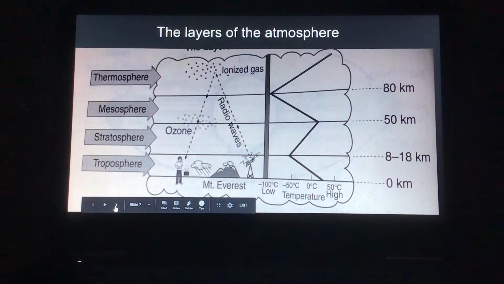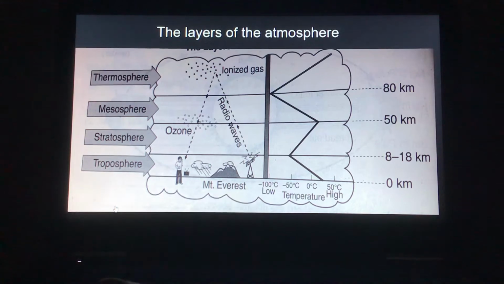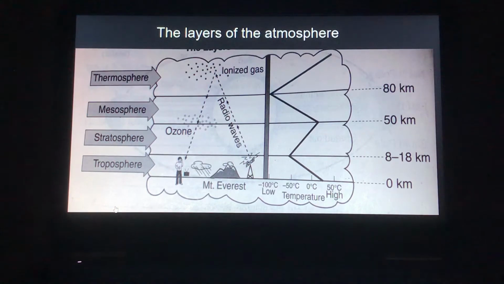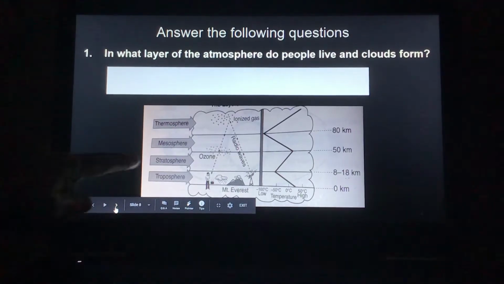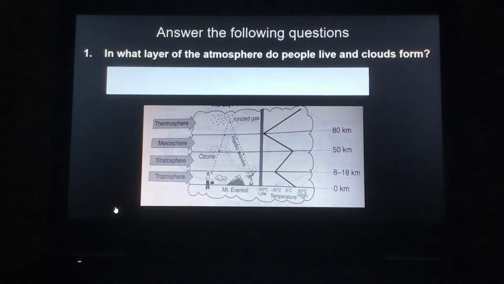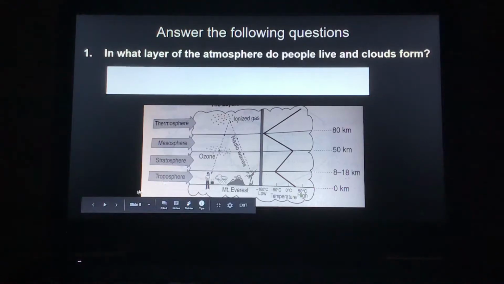Okay, so here's a diagram, the layers of the atmosphere. It does not have exosphere, so the top one here would be thermosphere, okay? So you're gonna look at it, and you're gonna have some questions to answer. And I included the chart or diagram on each one. So number 1, in what layer of the atmosphere do people live and clouds form? So I already told you that. We'll just put a little arrow over there.